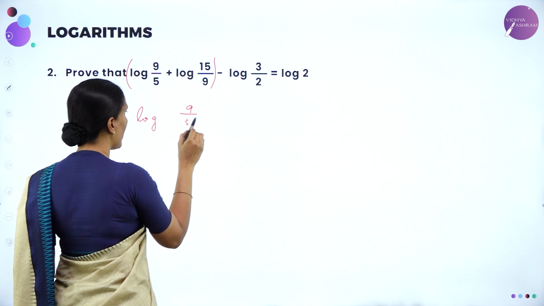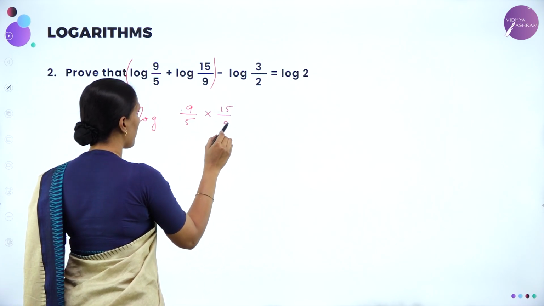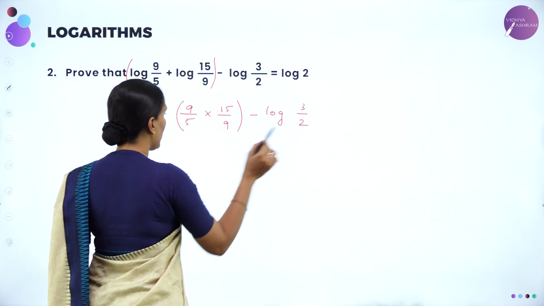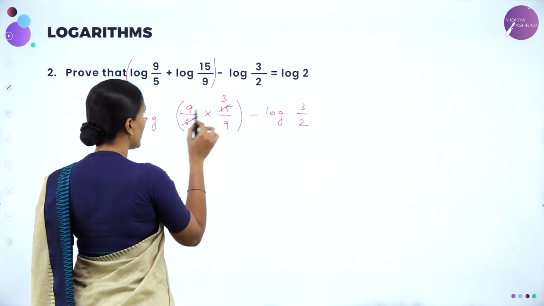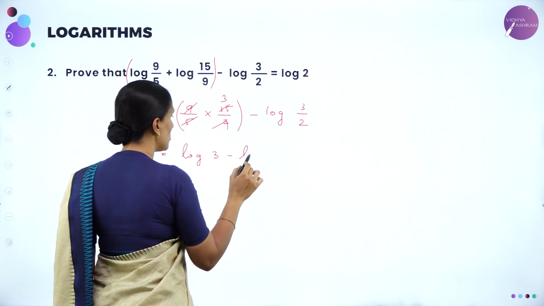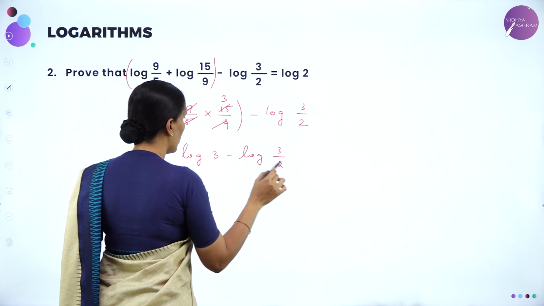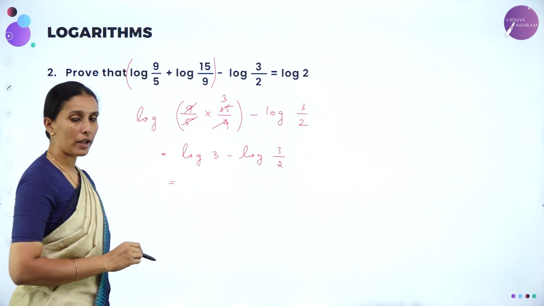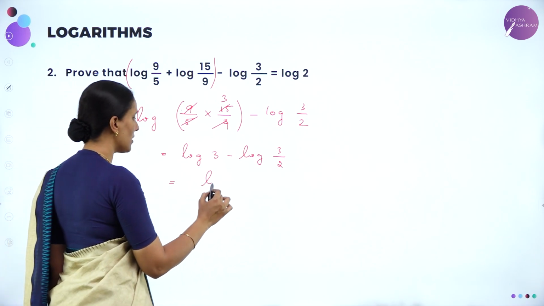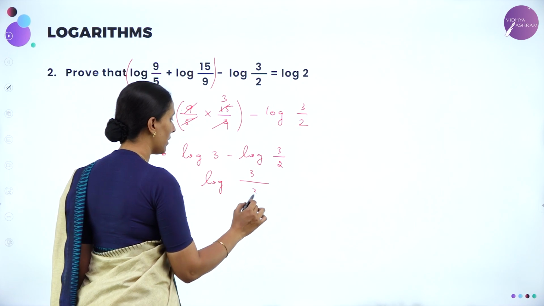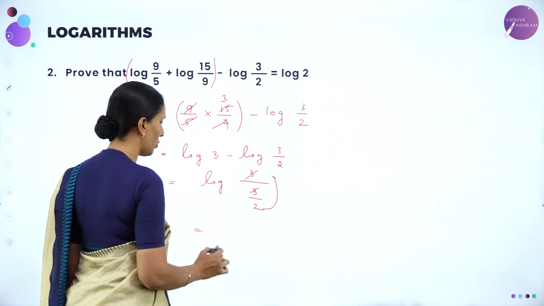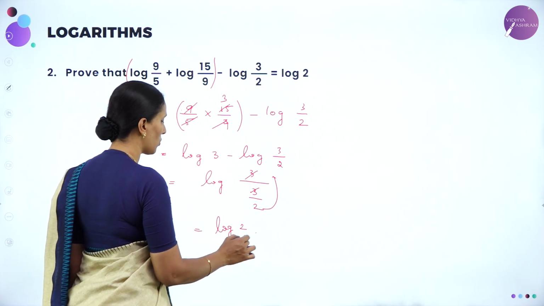So 9 by 5 into 15 by 9 minus log 3 by 2. We can cancel here: 5 ones are 5, 3 fives are 15, 9 gets cancelled. Now we get log 3 minus log 3 by 2. This is in the form of log m minus log n, which can be written as log m by n. So this can be written as log 3 divided by 3 by 2. 3 gets cancelled, so 2 can be shifted to the numerator, hence the value is log 2.